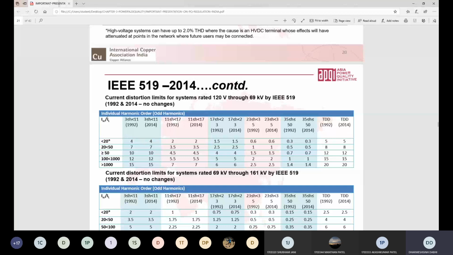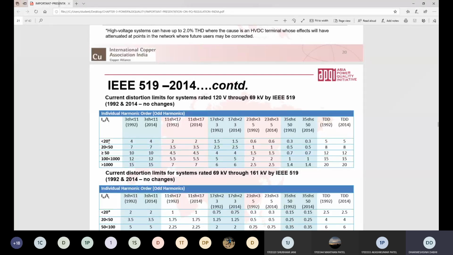Here you can see that for individual harmonic orders, they provide different percentages, that is, how much percentage is allowed for a particular value of the ratio of short circuit current and load current. So at the left hand side, the first column, the ratio of current is given. ISC is nothing but the short circuit current, and IL is the rated load current.